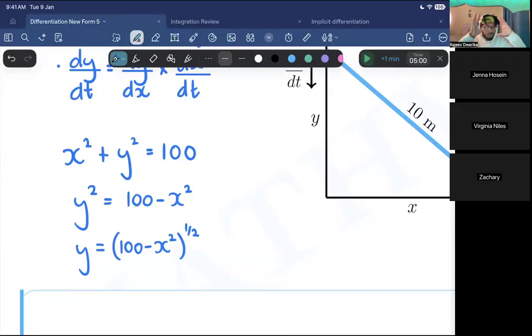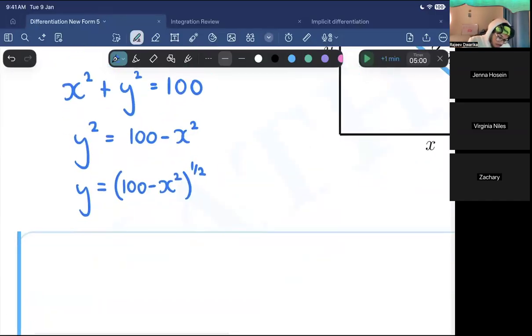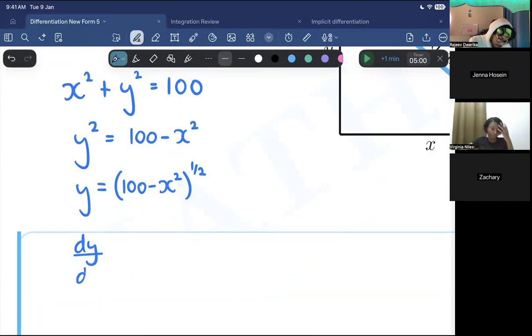Now, did we make y the subject of the formula there? Yes, sir. So now we could easily find dy/dx. I wouldn't say easily, but I still think we could do it. What rule would I use there, guys? You see now, 100 minus x squared to the power of a half. Chain rule.